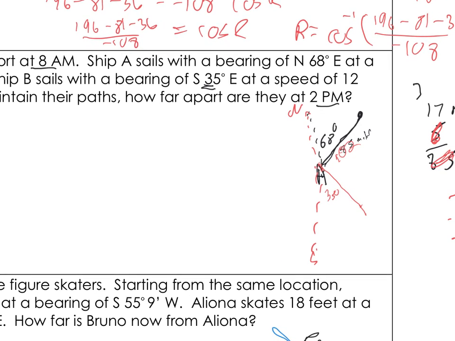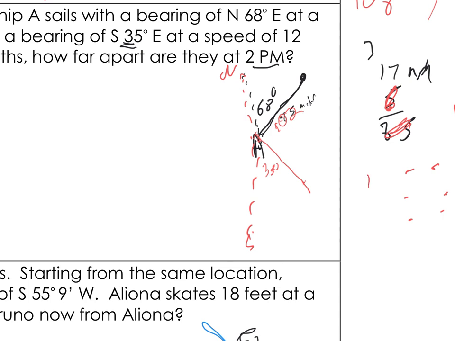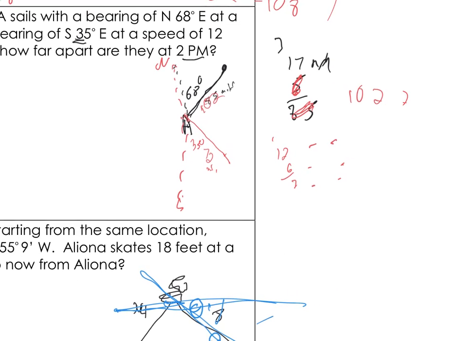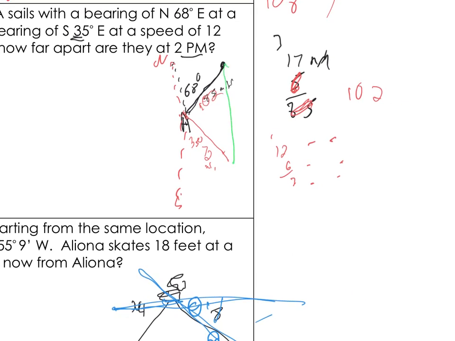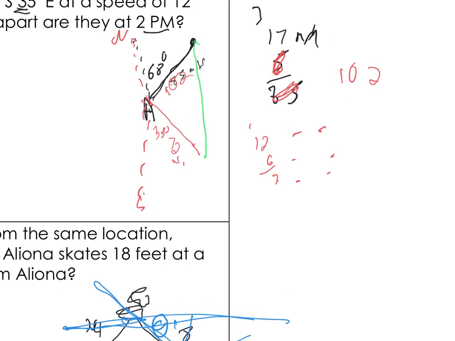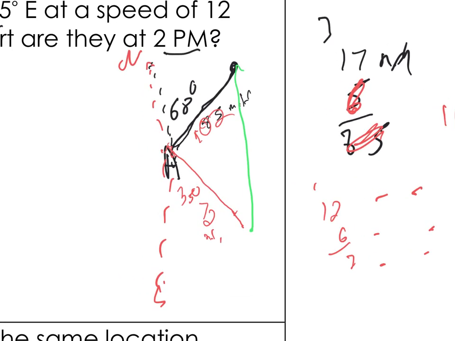And he's traveling the same time, from 8 a.m. to 2 p.m., and his speed is 12. So 12 times 6, 72. So he's traveling 72 miles. We want to know how far apart these boats will be. Okay, there's my triangle. Kind of confusing because this is an application and we didn't really spend any time doing nautical or navigation. It gets confusing to think about you're going north and then east. I'm going south, then I'm going east. So it all makes sense.